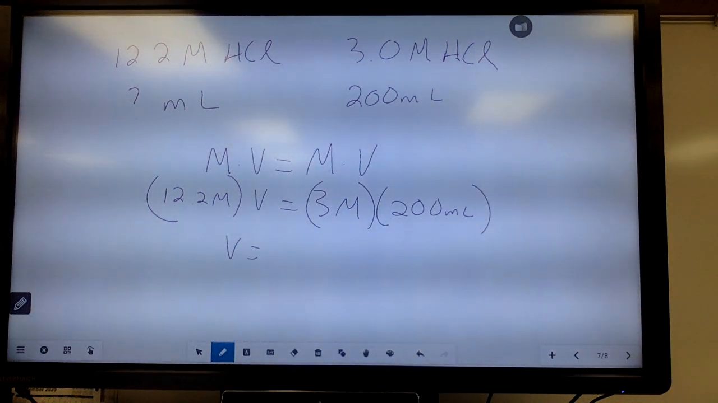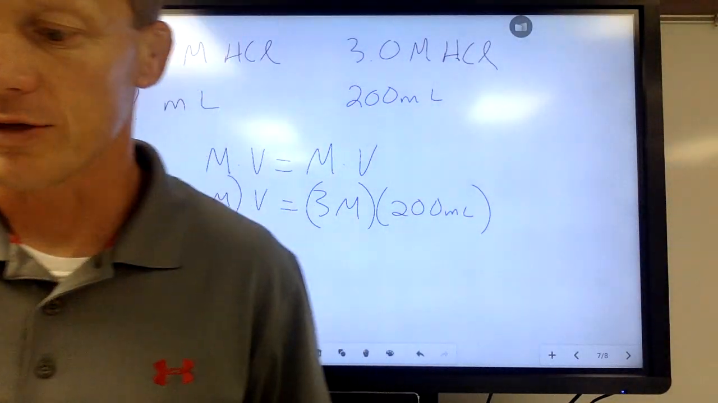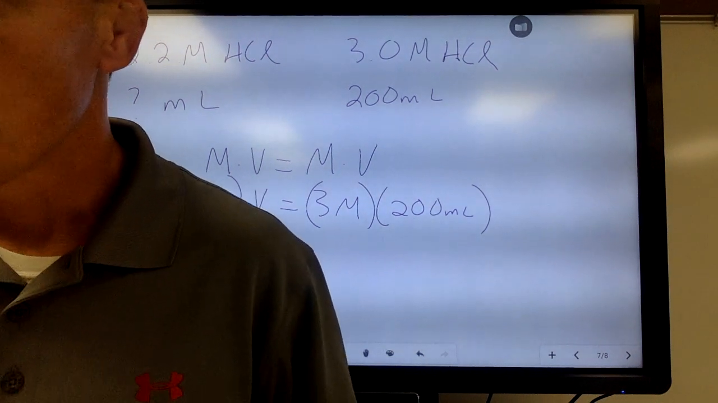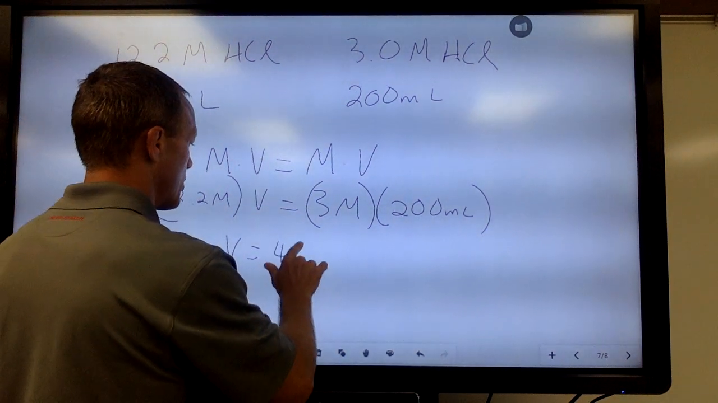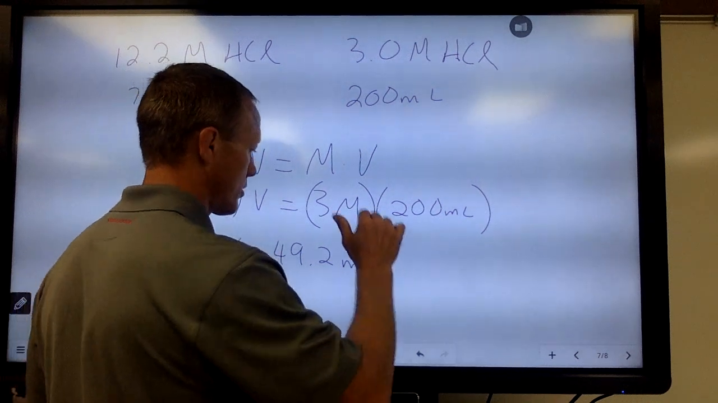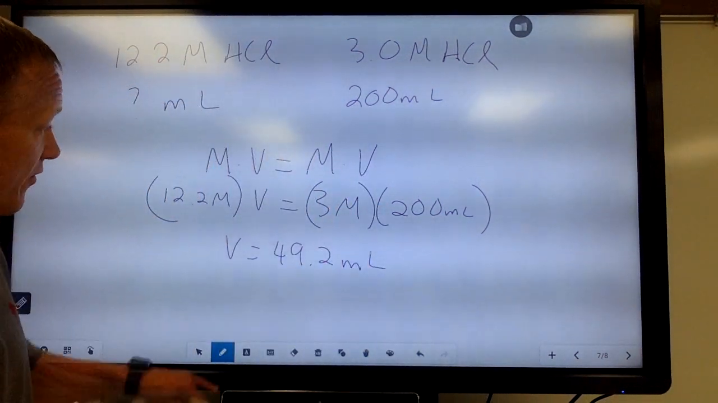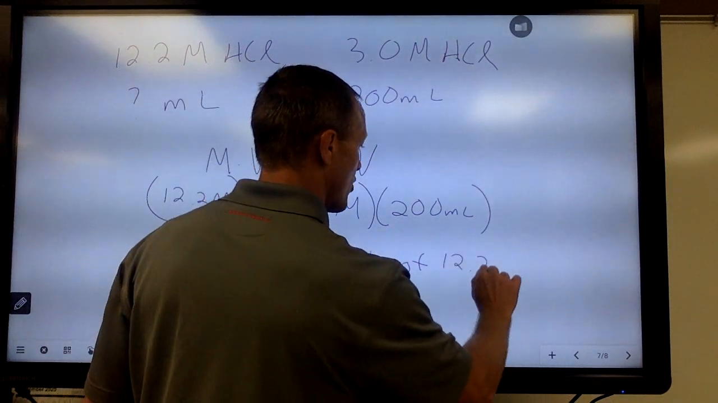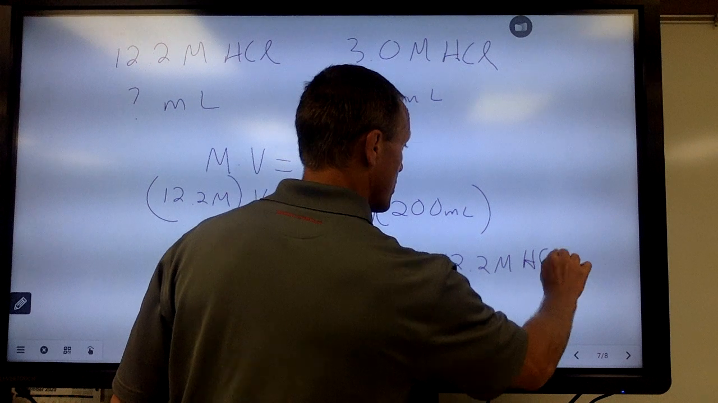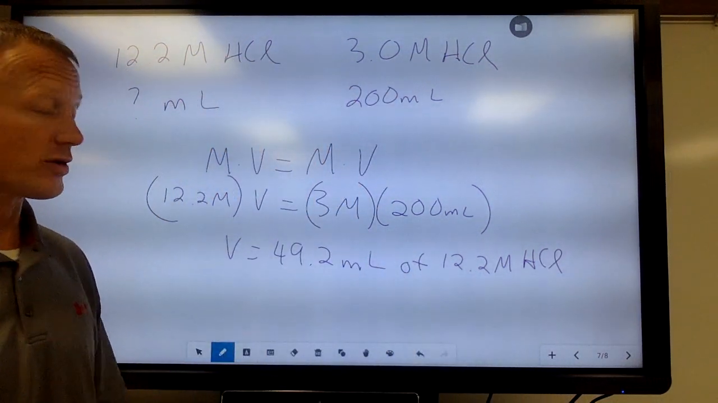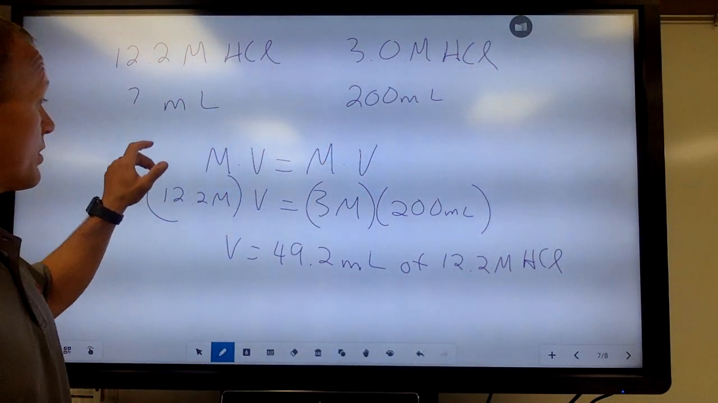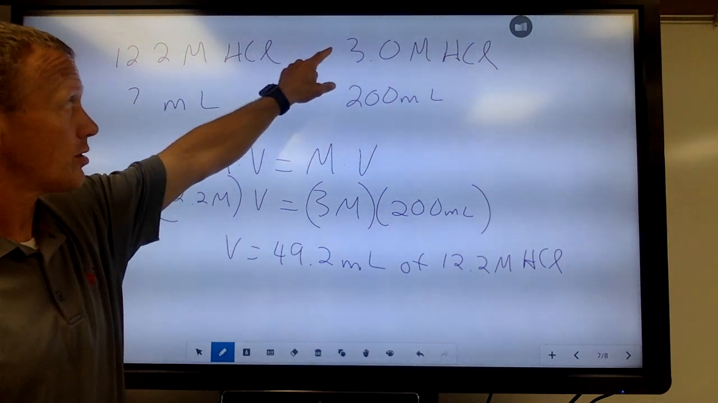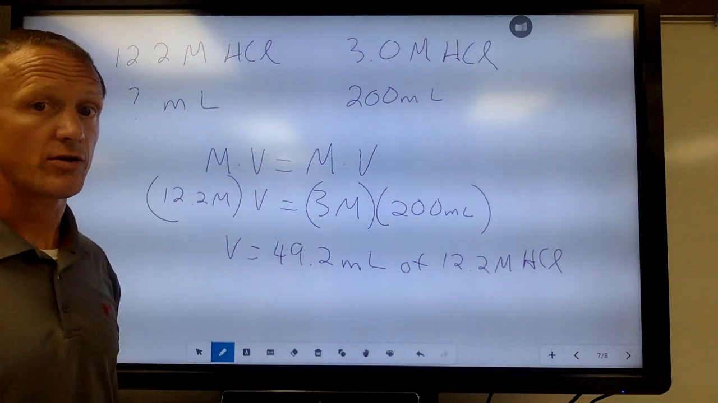Since I just made this question up. So we've got 600 divided by 12.2, which is 49.2. So we need 49.2 milliliters of 12.2 molar HCl. So that's really concentrated HCl. So we need 49.2 milliliters of this to make 3 molar HCl that is 200 milliliters in volume.